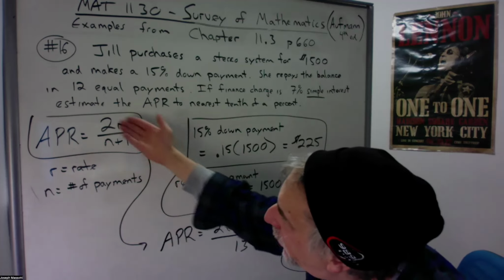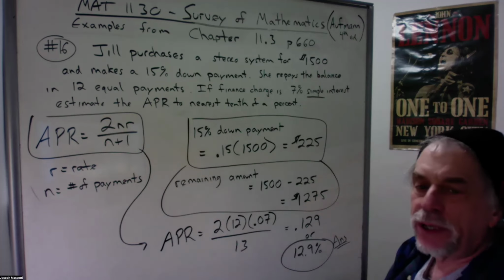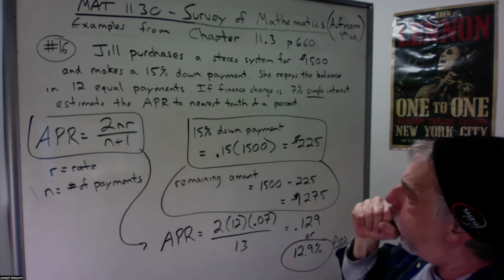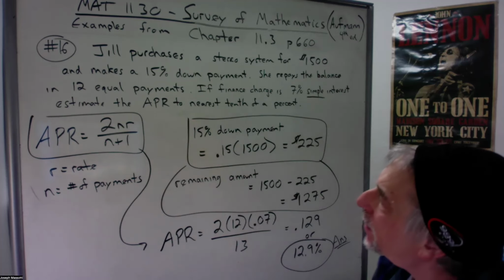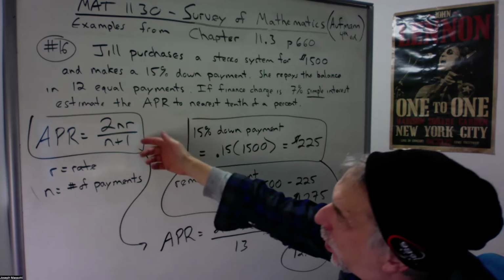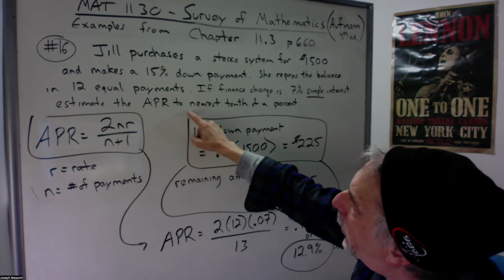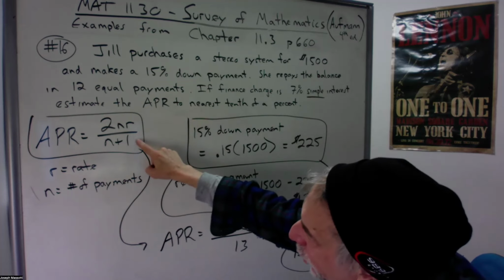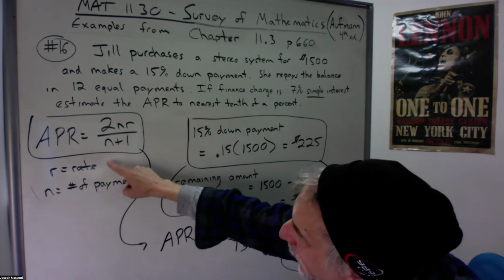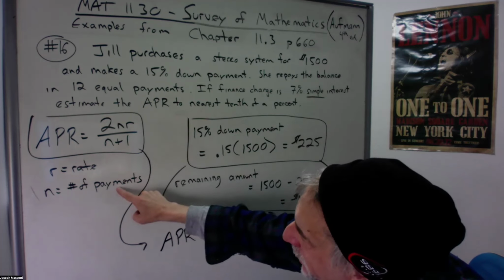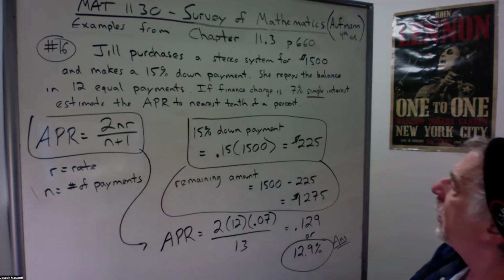Now here's the APR formula. This is a pretty simple formula. Try not to make this a more difficult question than it is. All we're looking at here when you're asked for the APR is this formula, where R is the rate and N is the number of payments. And that's all we're looking at here.